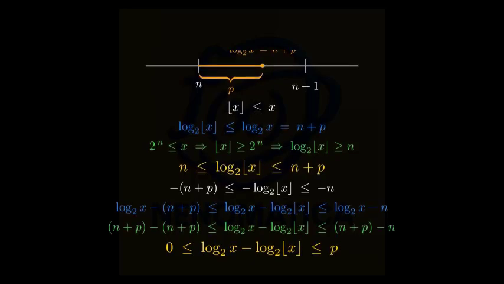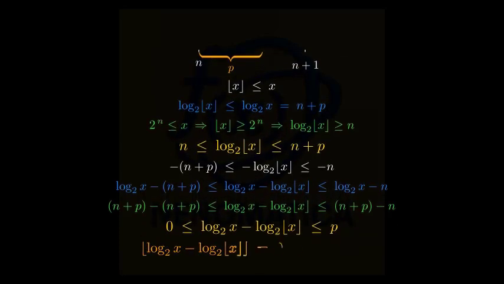Because the fractional part p is at least 0 and strictly less than 1, the entire expression log base 2 of x minus log base 2 of floor of x lies between 0 and p, which is less than 1. Taking the floor of that gives 0.